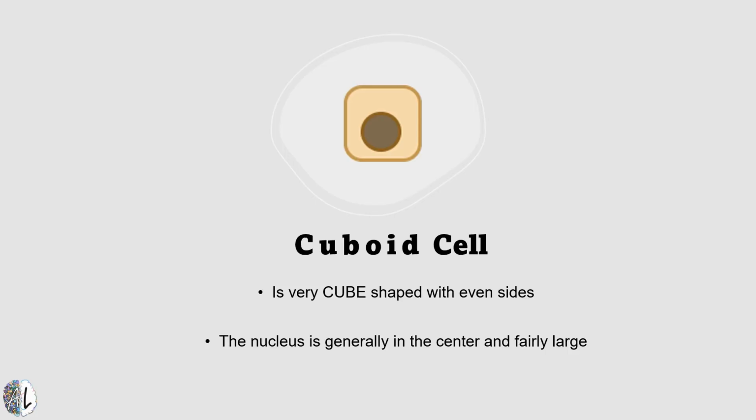All right, next we're looking at a cube or cuboid shaped cell, and it's just what it sounds like. It is a cube shape, so it's very square. The one thing you're going to look for, if you're looking underneath a microscope or at an image, is the nucleus in the center, which here is that darker brown color. It will be very large and almost centralized right inside of that cell.